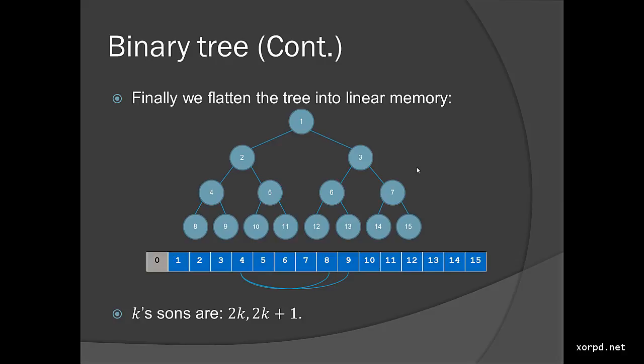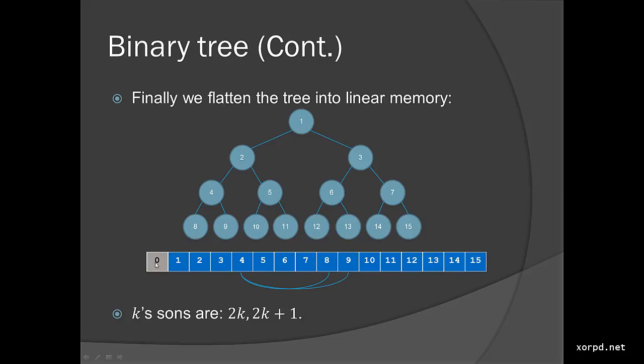Finally, we flatten the tree into linear memory, just as we proposed. We leave an empty space. The 0 location is going to be empty. We will soon find out why. And we store every node into the location which is determined by the number of this node. For example, node number 1 is going to be in byte number 1. Node number 2 will be in byte number 2. If we are talking about bytes, for example, it could be D words if we wanted. We could think about those cells as D words.